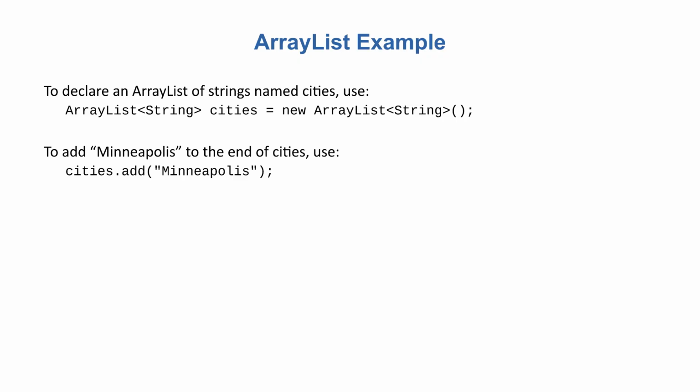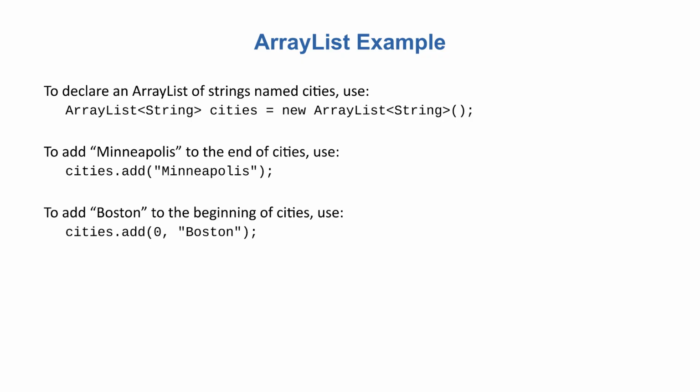cities.add with parameter Minneapolis. In fact, you can insert a value anywhere in the list when you specify 2 parameters, the index and the string to add. For example, to add Boston to the beginning of cities, use cities.add with parameters 0 and Boston. When you insert a value before the end of the list, all values after it are pushed out one more index. To get a value from an array list, use get with 1 parameter, the index of the value.